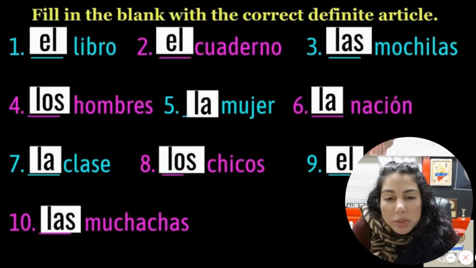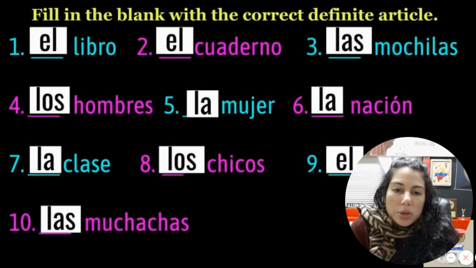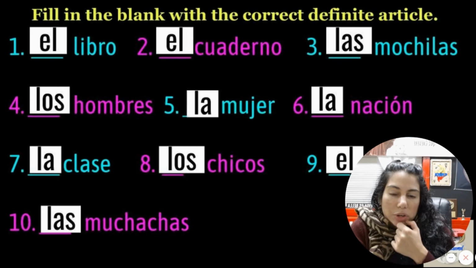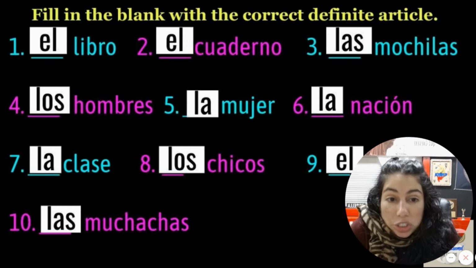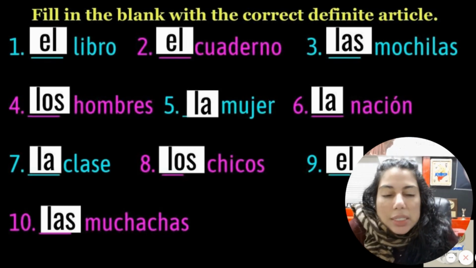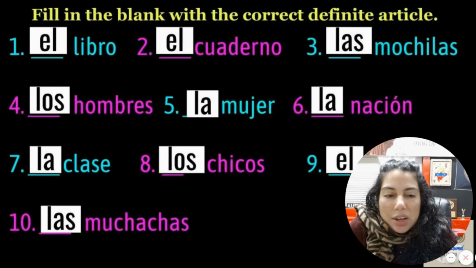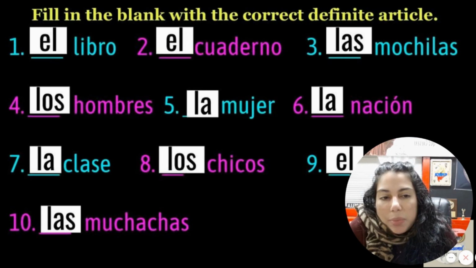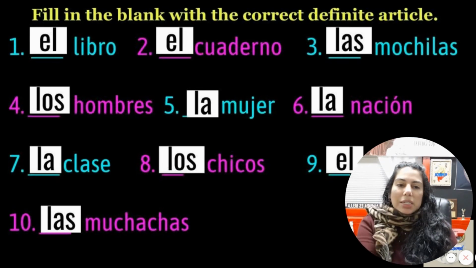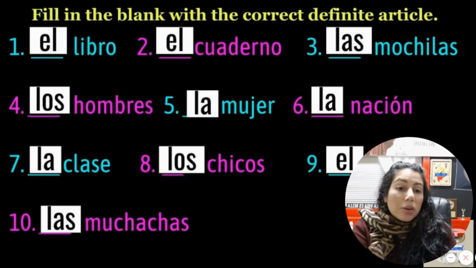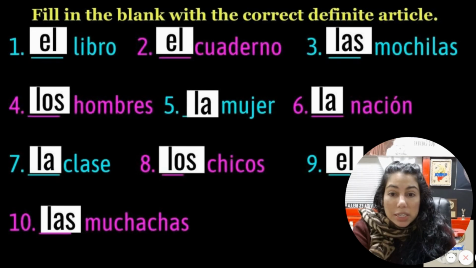La mujer. Mujer is woman, so it's la mujer. Mujer is feminine, singular, so I have to go with la. La nación, we say la nación. That's one of those words that you might think would be el because it kind of ends in n. But that word is feminine and singular, so you would say la nación, the nation.